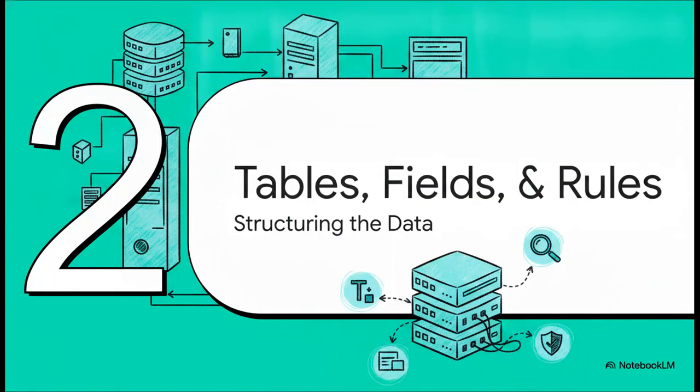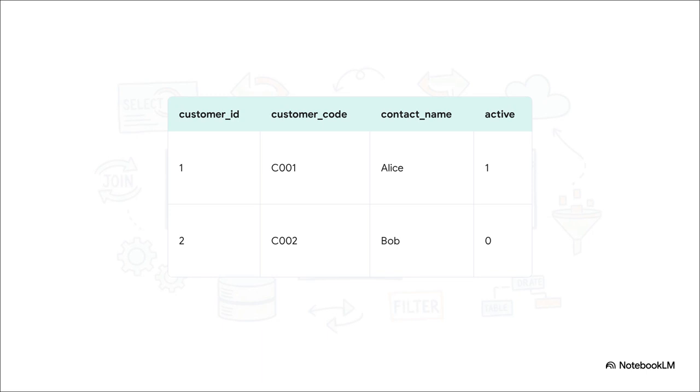Moving right along to Section 2, Tables, Fields, and Rules. Let's look at how we actually structure this data. I want you to think of a database table just like a giant spreadsheet, or maybe a physical filing cabinet. The columns running vertically, those are your specific fields of information. Things like customer ID, customer code, contact name, and active status. And the rows running horizontally, those are your individual records.